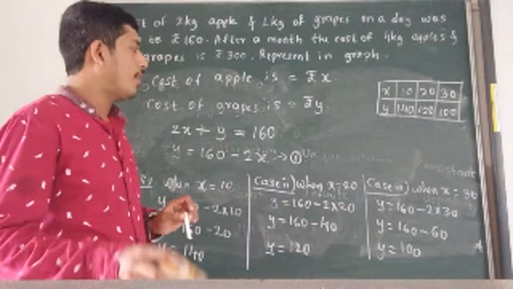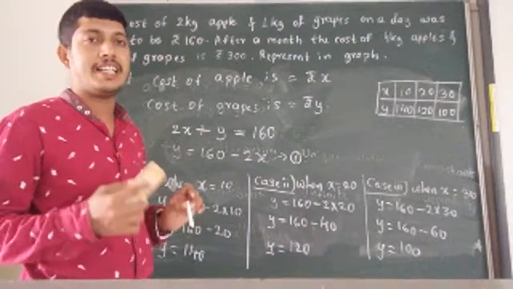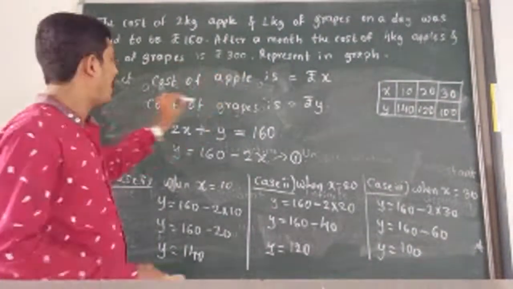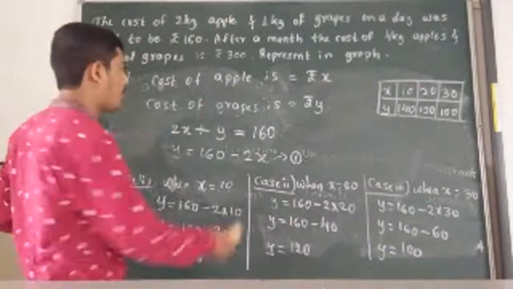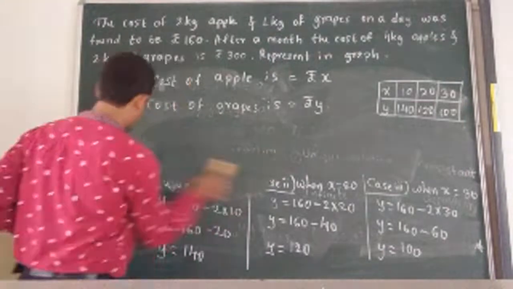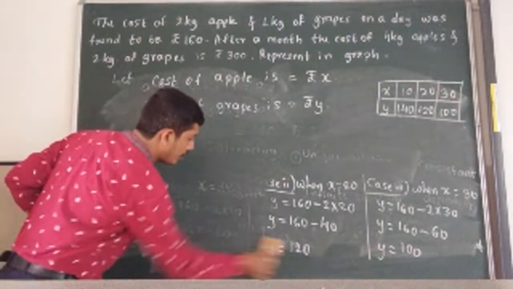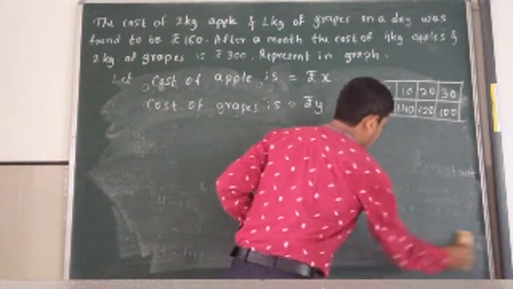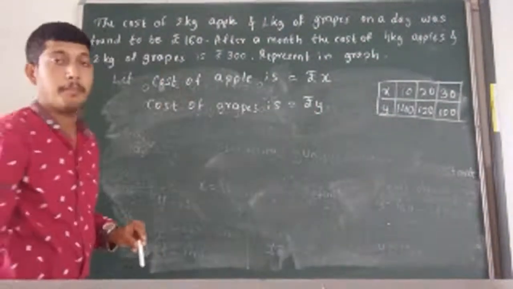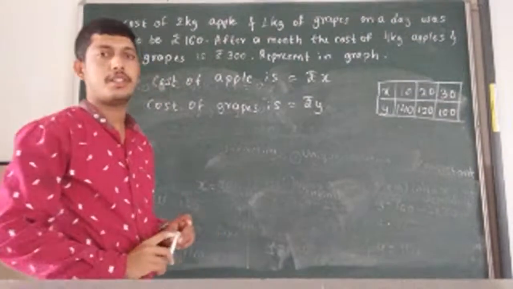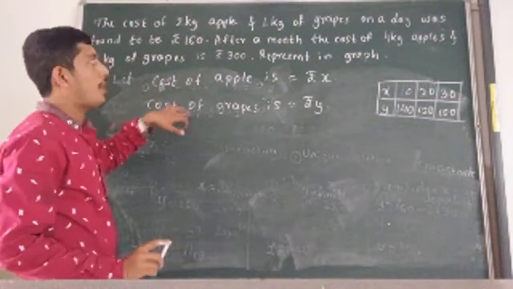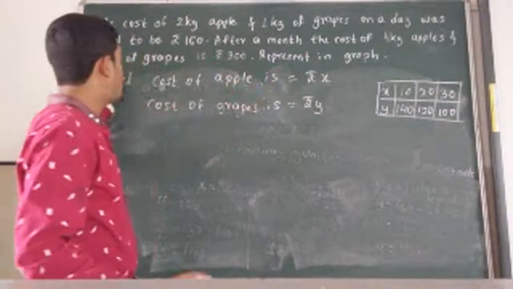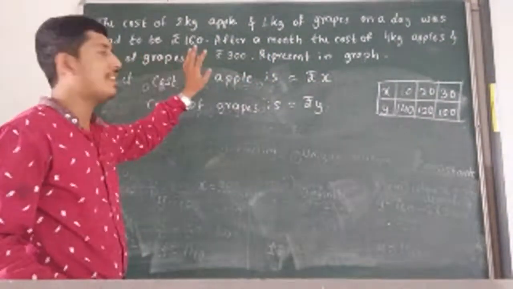Now we have to find the second case. It remains the same: the cost of apple is rupees x only and the cost of grapes is rupees y. Now we have to consider the second statement, the second part of the question, and frame the mathematical expression for it. After a month, the cost of 4 kg of apples and 2 kg of grapes is rupees 300.